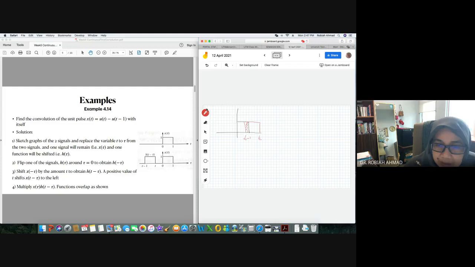And then this is case number, tadi kita dah apa? Case 3. So this is case 4. And then finally, where there is no more overlapping.